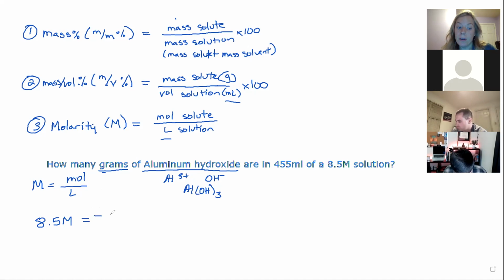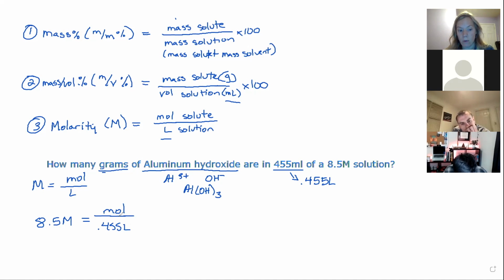I know my volume. It's not in liters, it's in milliliters. So I want to convert this into liters, 0.455 liters. Always being really anal retentive about, am I dealing with the milliliter one or the liter one? So 0.455 liters. And we are going to get moles, which isn't what we want, but it's closer to what we want than what we started with.